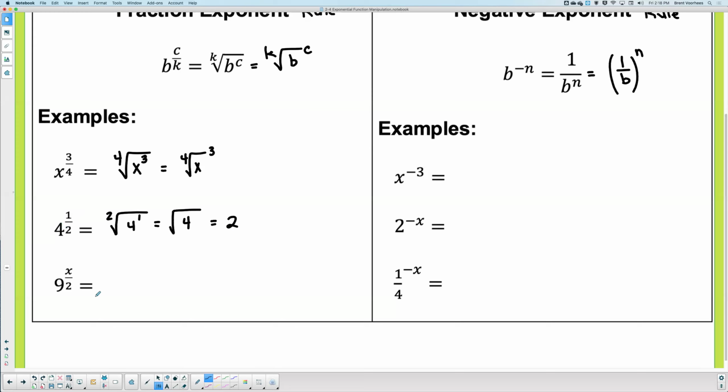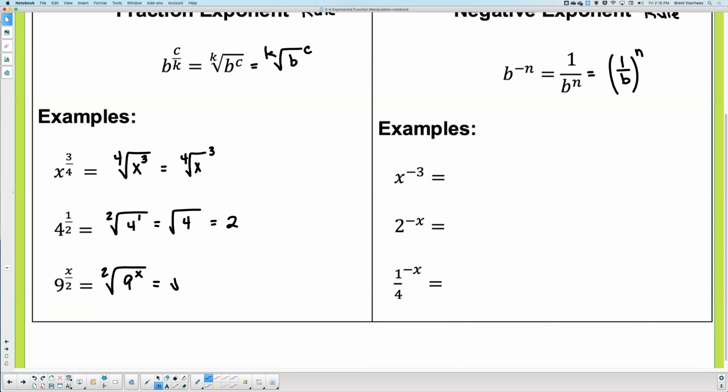All right, last one. 9 to the power of x over 2. I could rewrite that as a root. It's a fractional exponent. By rule, we could change it to a root. What type of root is it? If it's to the x over 2 power, it's a second root or a square root. I could put that x on the inside, or I could put it on the outside. I'll do it first on the inside.